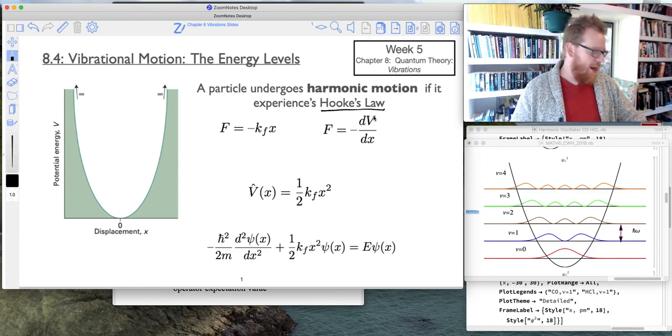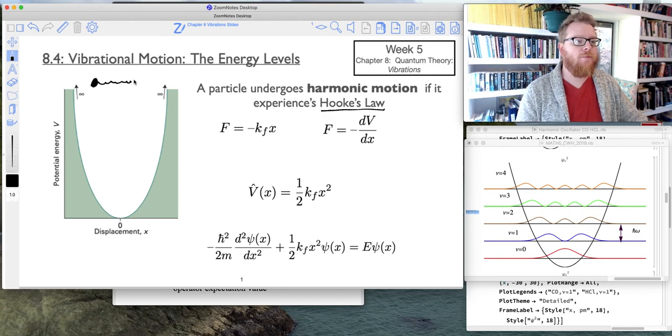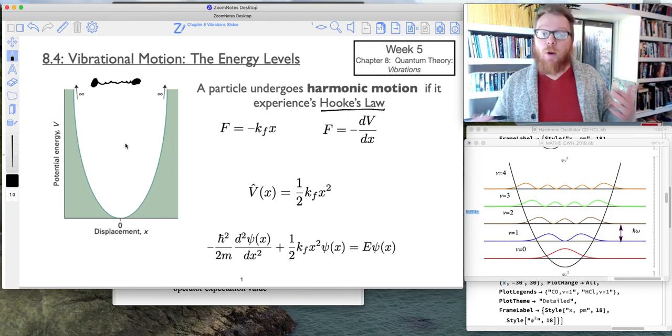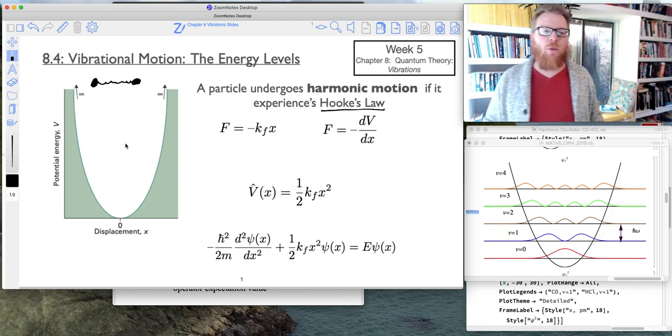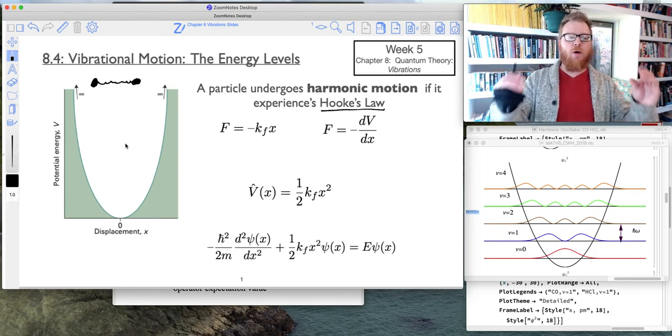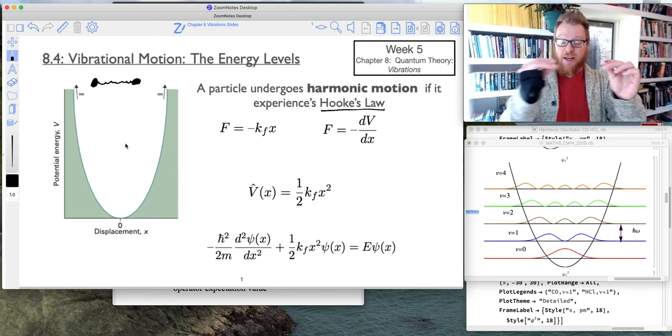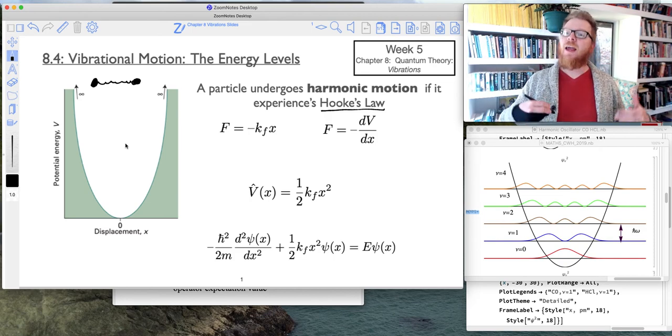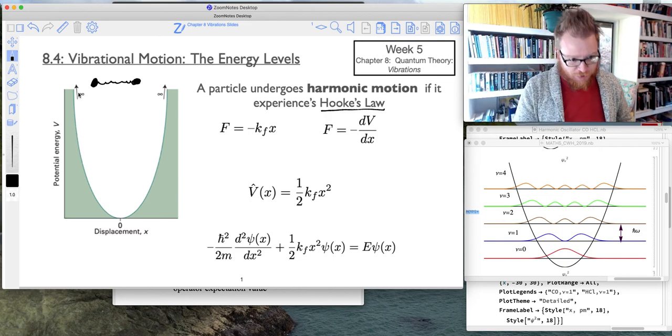Okay, and the idea behind that is to imagine we have two masses on a spring. All right. And so this particle, or these particles, if you will, undergo harmonic motion if they oscillate back and forth on this spring, and their potential energy is described by the following curve.